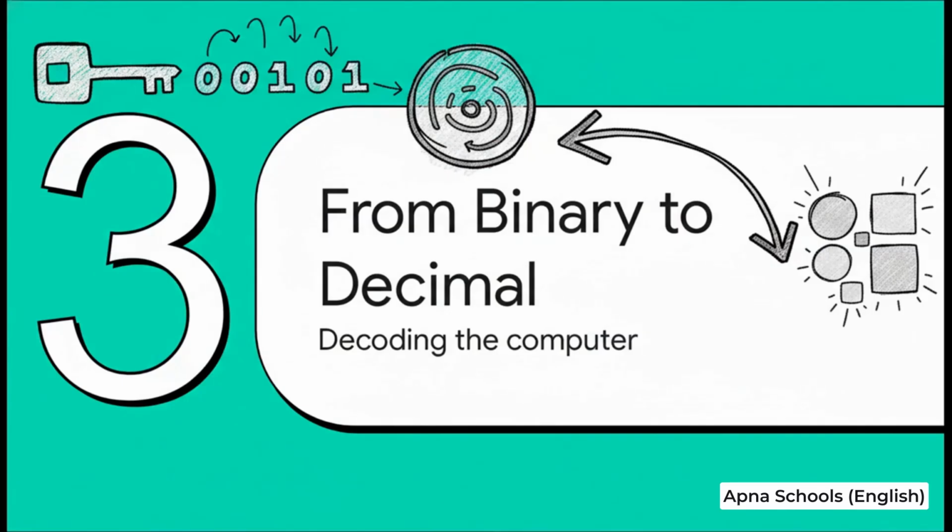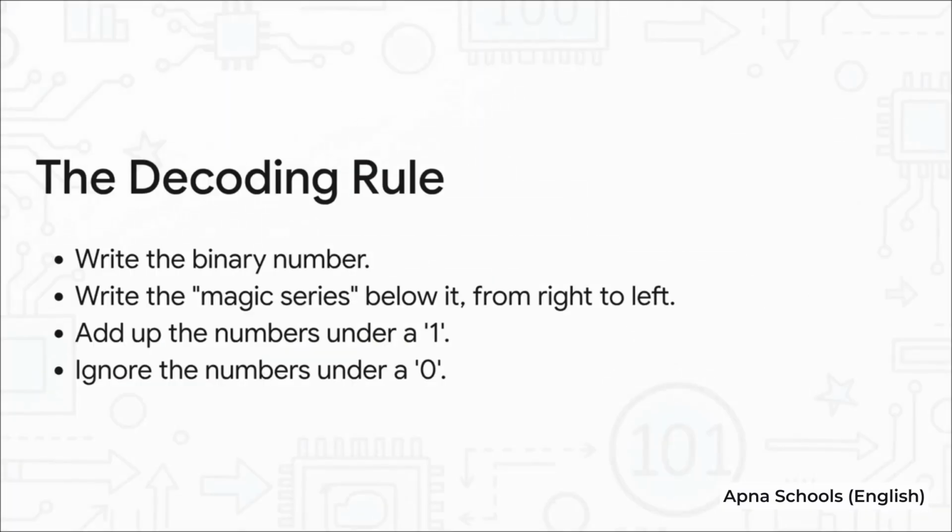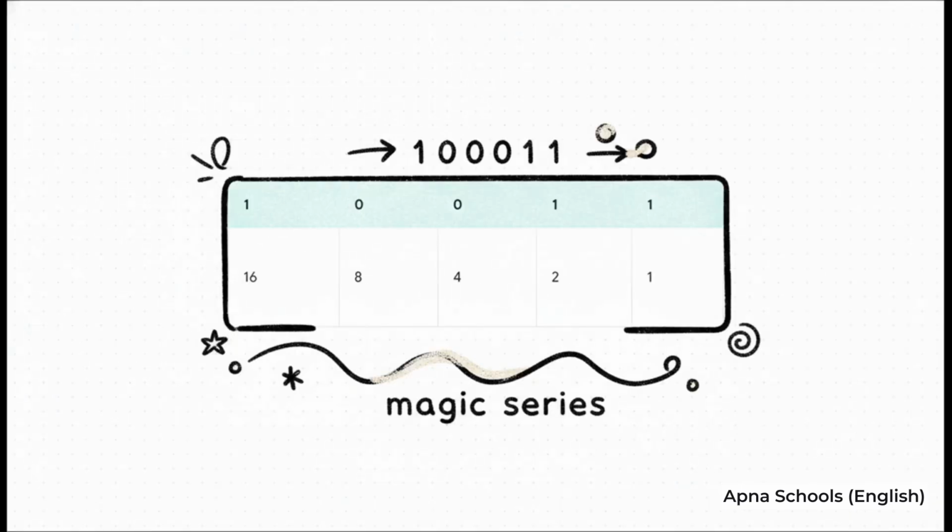Okay, so let's put our new key to the test. We're going to see just how easy it is to decode a computer's binary number back into a regular number that we actually understand. The rule here is ridiculously simple. Check this out. First, you just write down the binary number. Then, you write our magic series right underneath it from right to left. And here's the most important part. You only add up the numbers from our series that have a 1 right above them. If there's a 0 above it, you just ignore it completely. That's the whole trick.